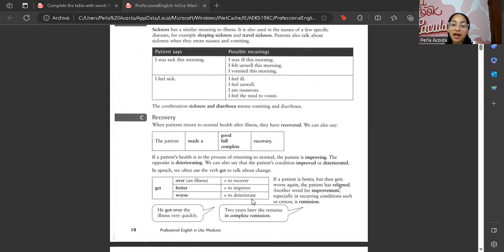If a patient's health is in the process of returning to normal, the patient is improving. The opposite is deteriorating. We can also say that the patient's condition improved or deteriorated.